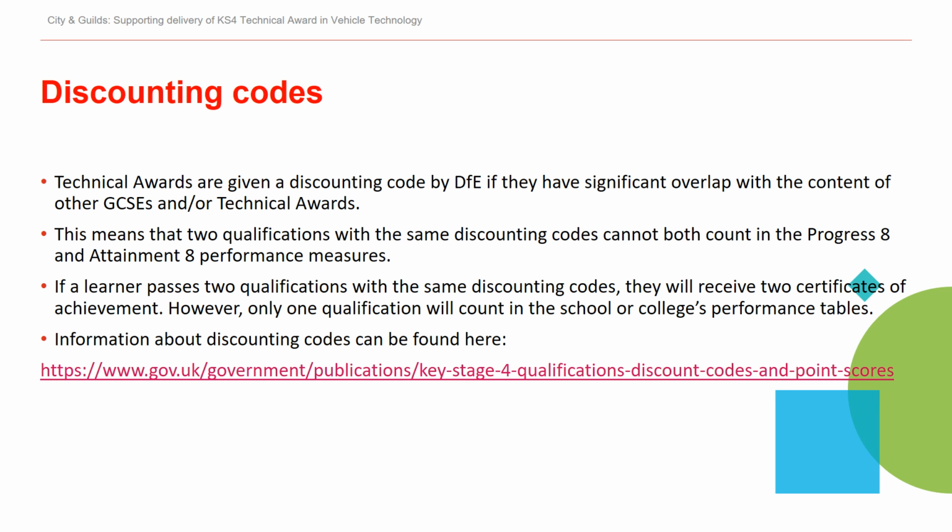So just to explain this slide, discounting codes apply where a qualification is considered to have significant overlap in content to another qualification. In this case, a discount code may be applied. This means that although the learner can achieve both qualifications and be awarded certificates for similar qualifications, only one of these qualifications will count in your school's or college's performance tables. There is a link to this document showing all the discount codes, which is available on the Department for Education website and is uploaded and changed yearly.